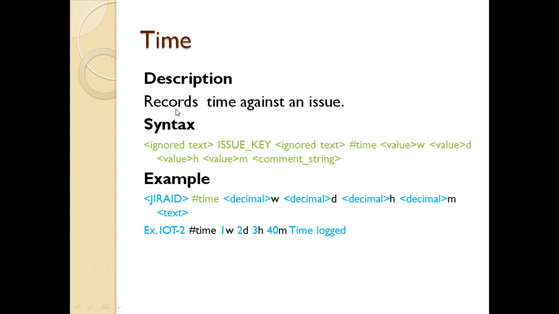So we'll look at the time. It records time against an issue. Let's say you worked for 1 week, 2 days, 3 hours and 40 minutes on this particular JIRA issue. We'll be able to log that with the smart commit. In this example, for this JIRA ID IoT2, hash time is the command, and then 1 week, 2 days, 3 hours and 40 minutes, and then the comment is time logged. So this is the example.